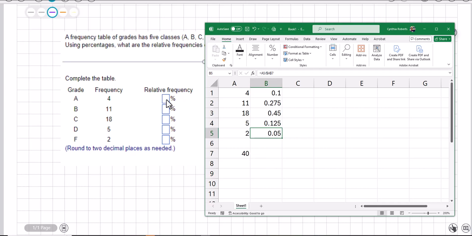All right, so once it is a percent, I can even do that here. I can highlight these values, and in Excel, I can say to make it percent, and it says round to 2 places as needed. So there is a percent, and let's add 2 decimal places. And so you can see I have my answers: 10, 27.5, 45, 12.5, and 5%.